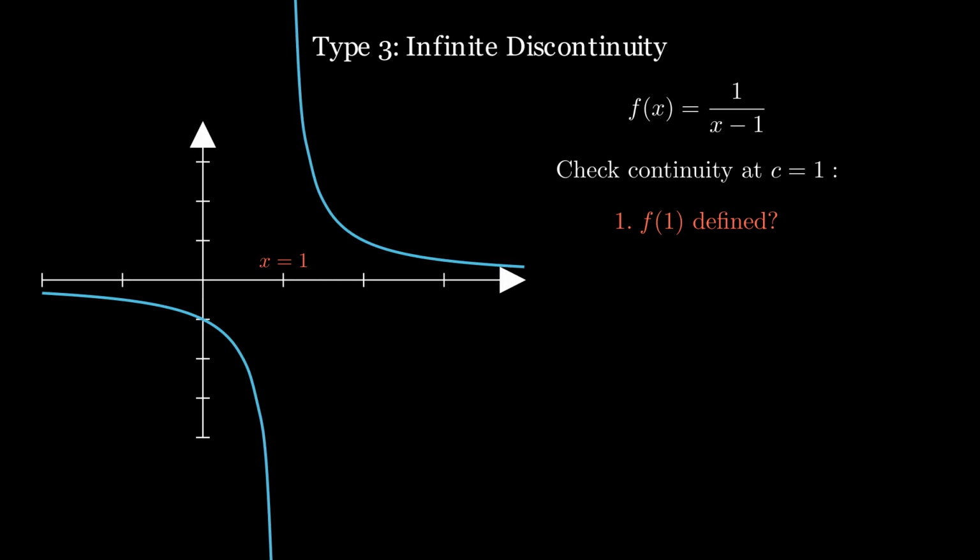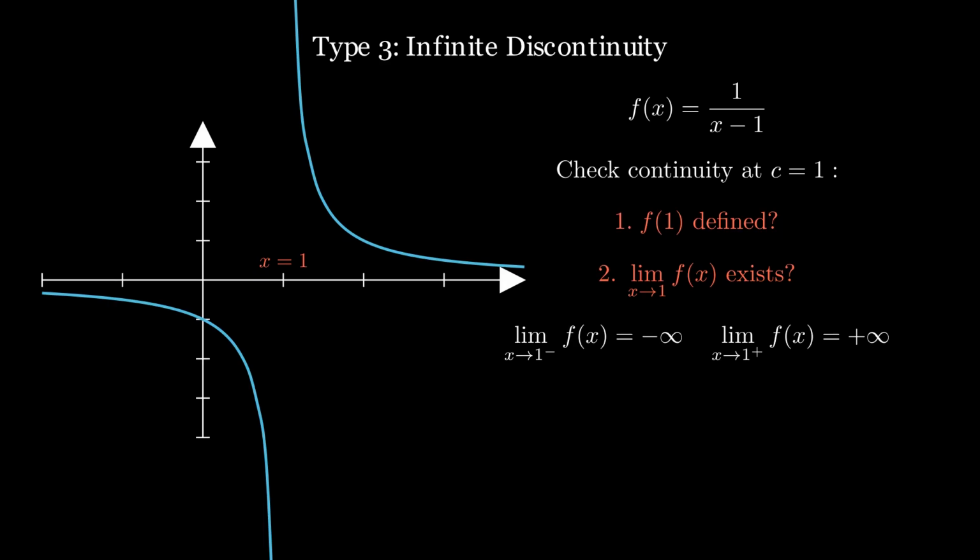Condition 1 fails. Second, does the limit exist? As x approaches 1, the function goes to positive or negative infinity, not a specific finite number. Therefore, the limit does not exist. This is an infinite discontinuity.